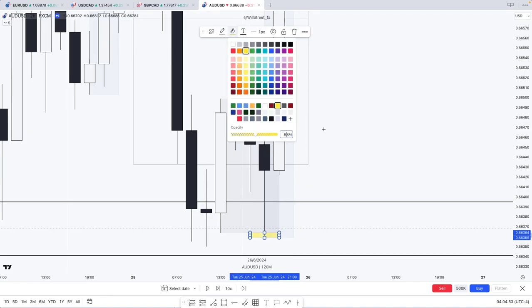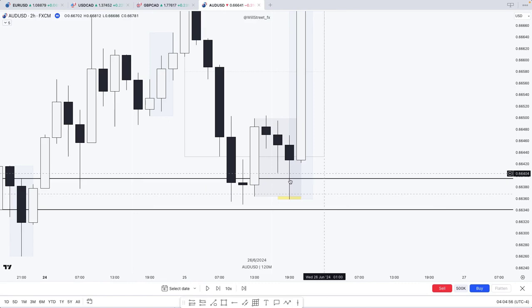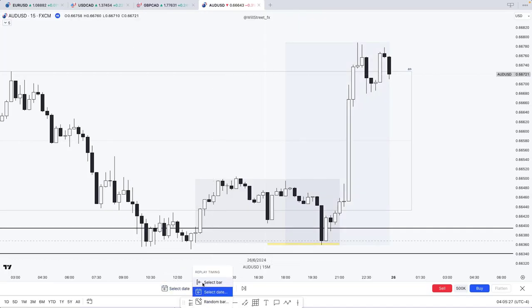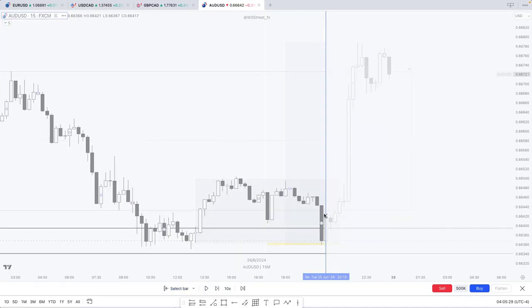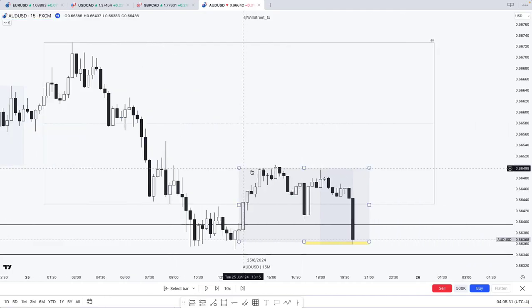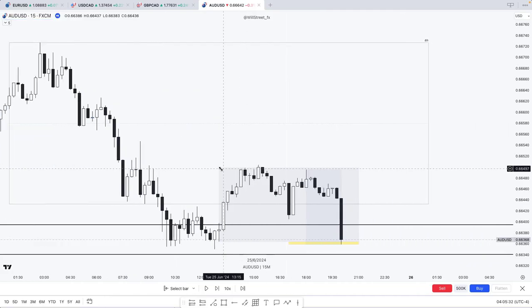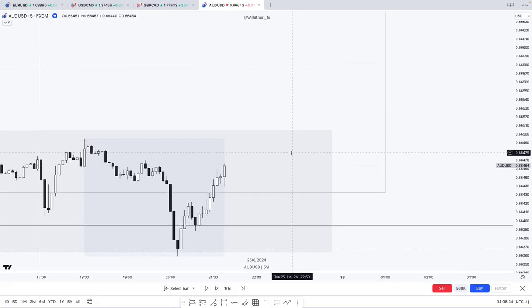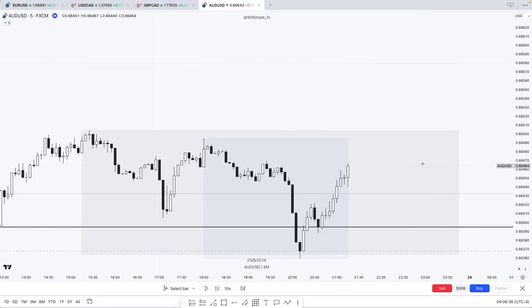Okay, meaning that this is also the 4-hour. So how could we trade that news? If this is a 4-hour range, going to 10 minutes, what is this?